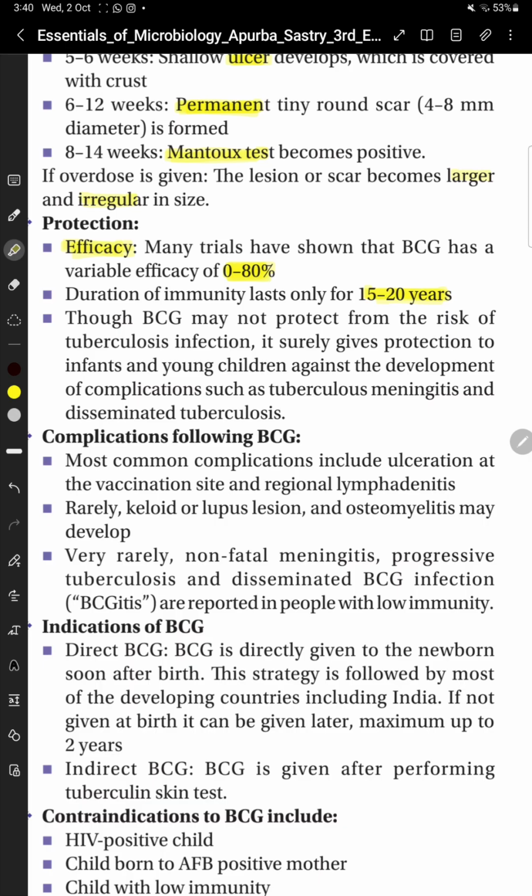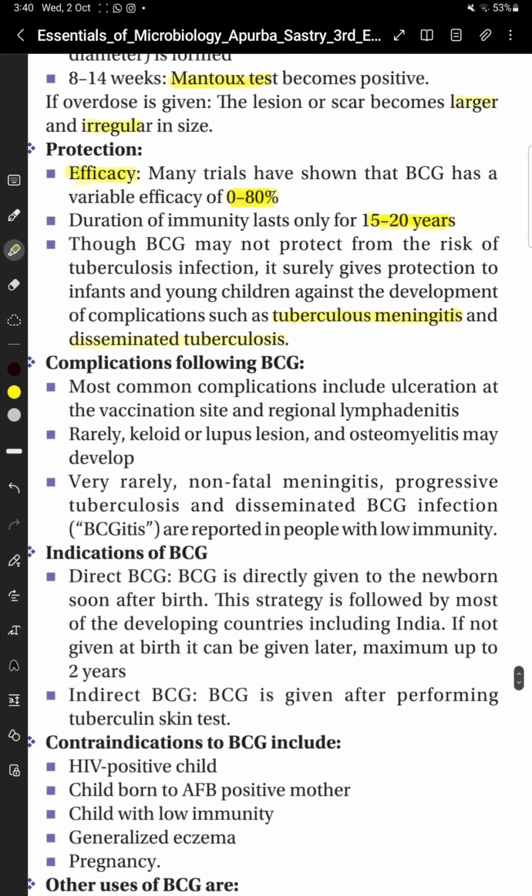BCG may not protect from the risk of tuberculosis infection, but it surely gives protection to infants and young children against the development of complications such as tuberculous meningitis and disseminated tuberculosis, which are the complications of TB.